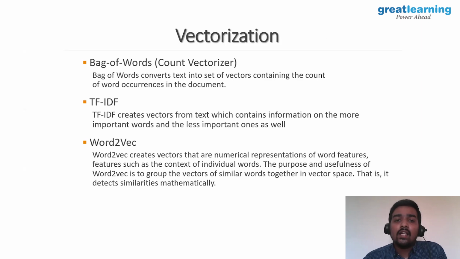Okay, so right now we have seen bag of words and TF-IDF, right? So how do these differ from word2vec? Word2vec has some additional things in place. Not only does it convert a word or a text to vectorized form, it also groups the vectors of similar words.